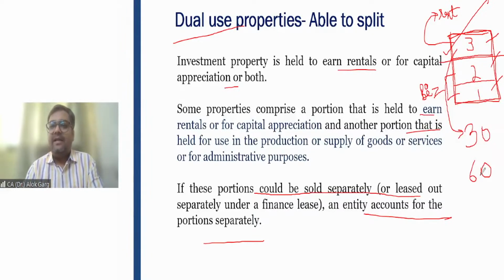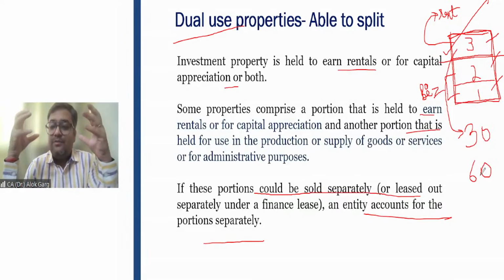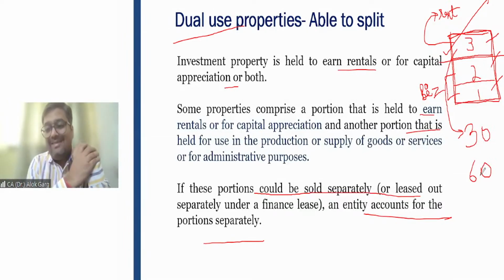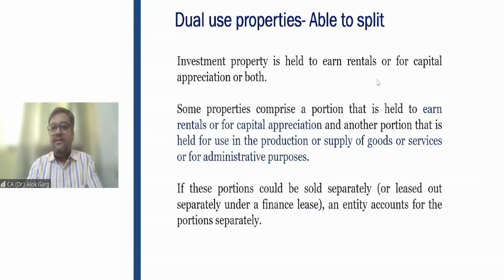So the standard says that if the building has a dual use and these portions can be segregated, if they can be sold separately and have separate legal title, then the portion used for rental or capital appreciation has to be shown as investment property. The portion held for business purposes has to be shown as property, plant and equipment, right? Right, friends? Is that clear?